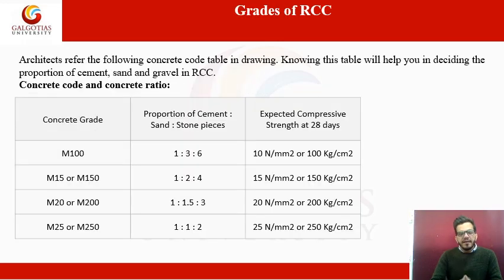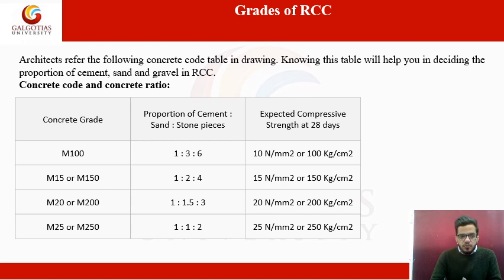So there are different grades of reinforced cement concrete that are used in different typologies of work. The grades are described in the form of M100, M15 or M150, M20 or M200, M25 or M250. These numbers depict the expected compressive strength in a limited time of 28 days. When we refer to the following concrete code table, knowing this table will help you in deciding the proportion of cement, sand and gravel in RCC.